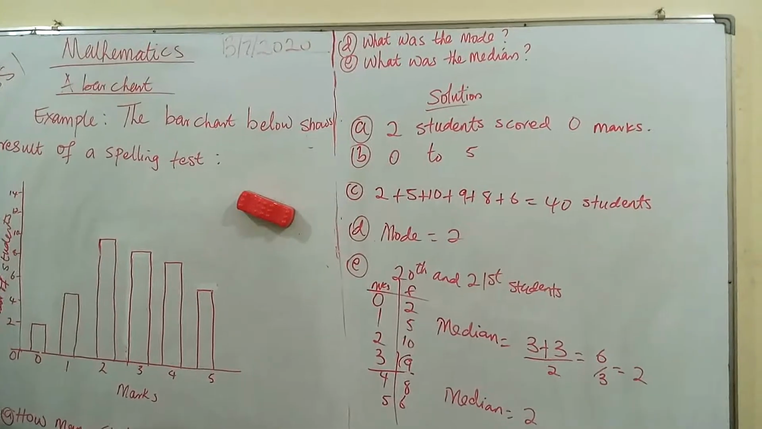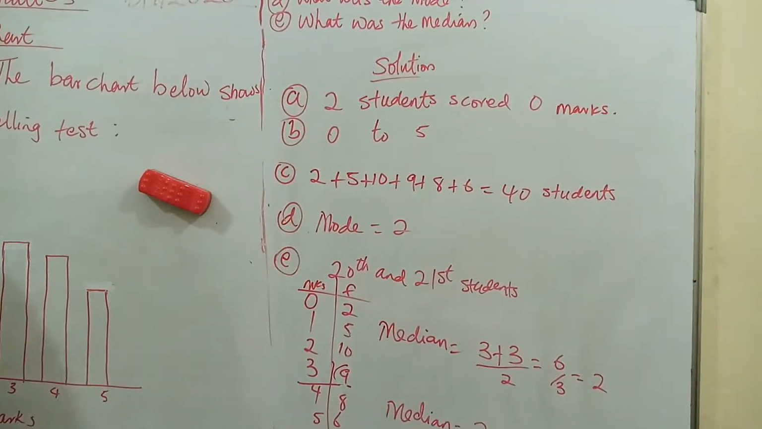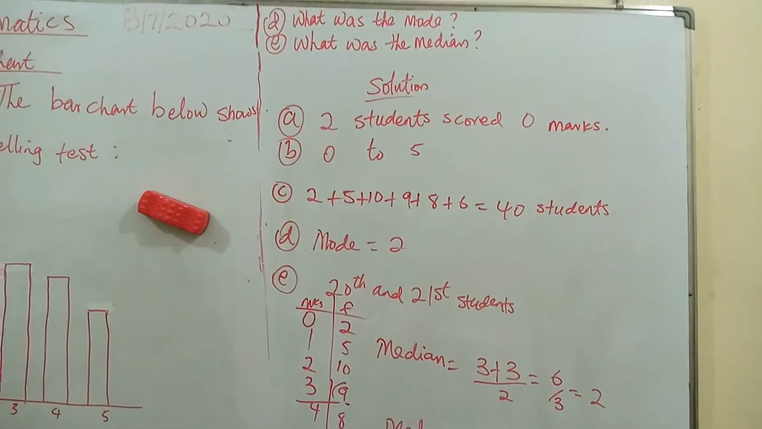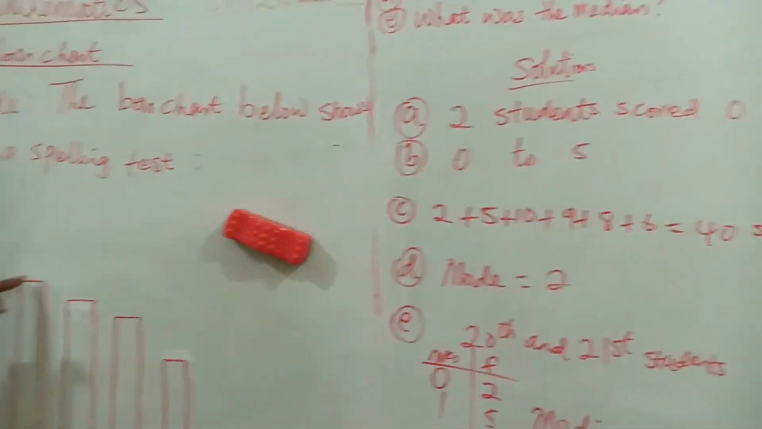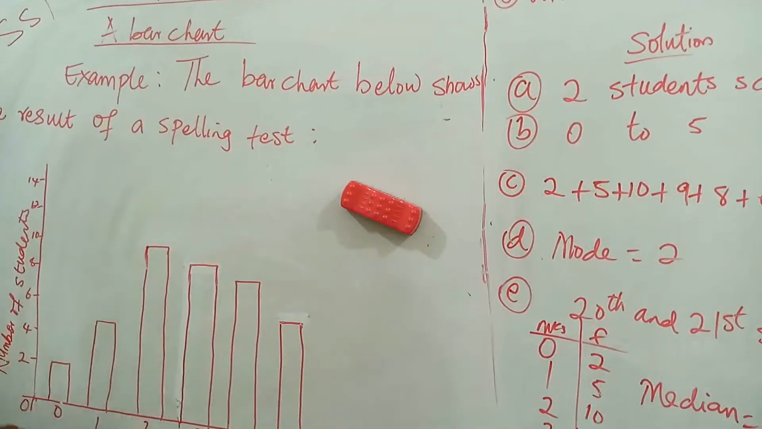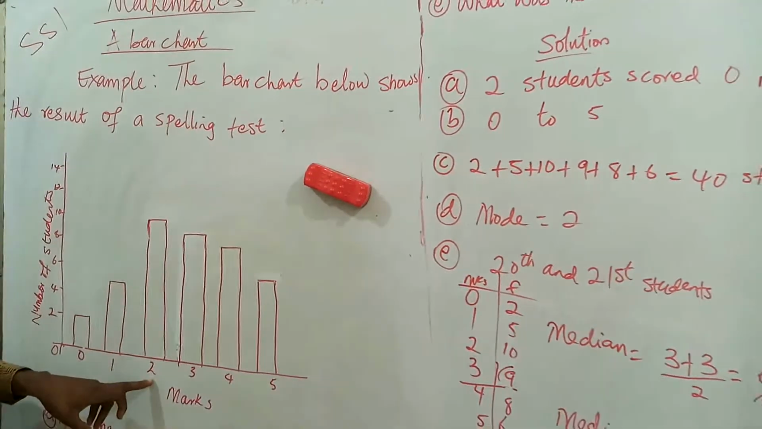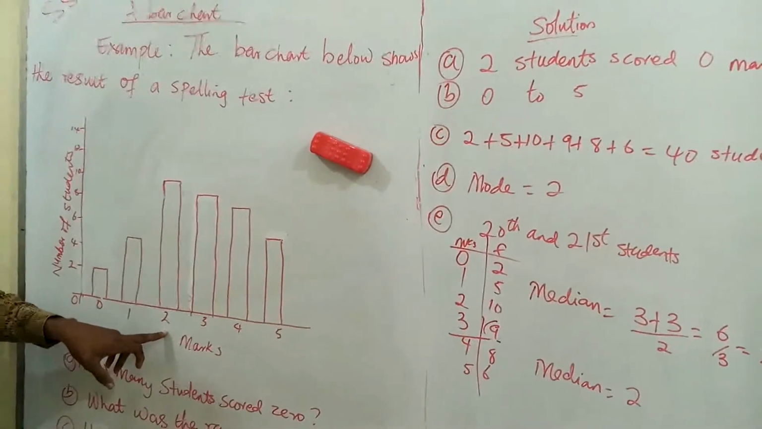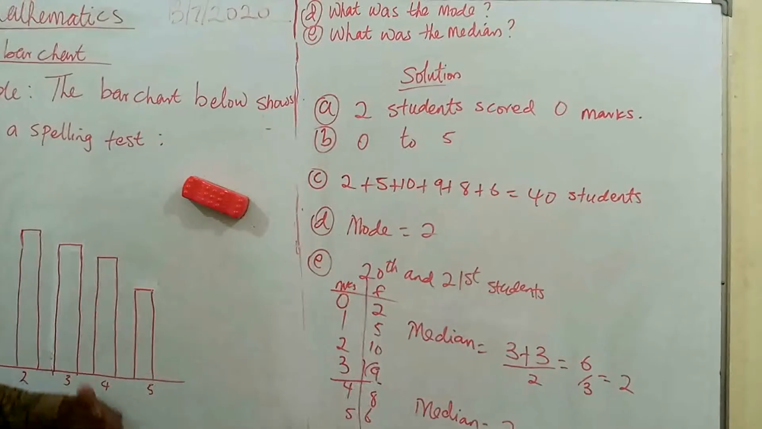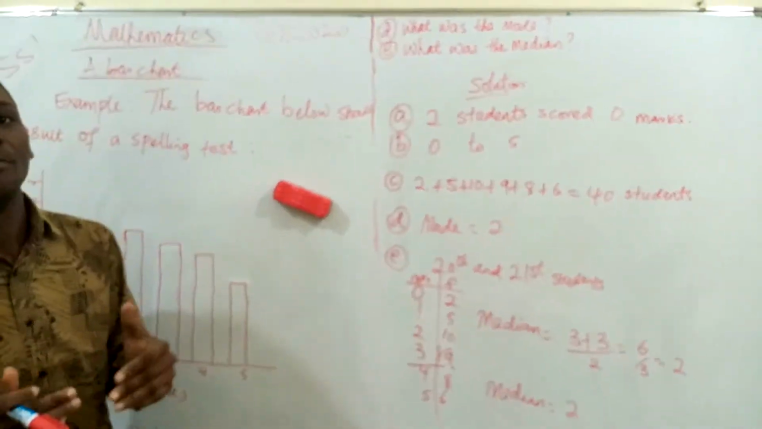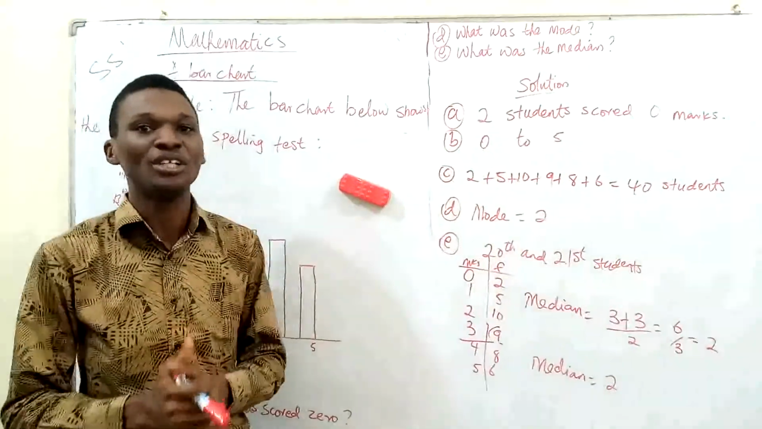Now, what is the mode? The mode refers to the highest occurring number or the most frequently occurring number. But for a bar chart, the longest bar represents our mode. You can see that the longest bar falls under 2, and 10 students had 2. So the mode is 2. The last question, what was the median? And I said the median of a given frequency distribution is the middle number when the data values are arranged in order of size.